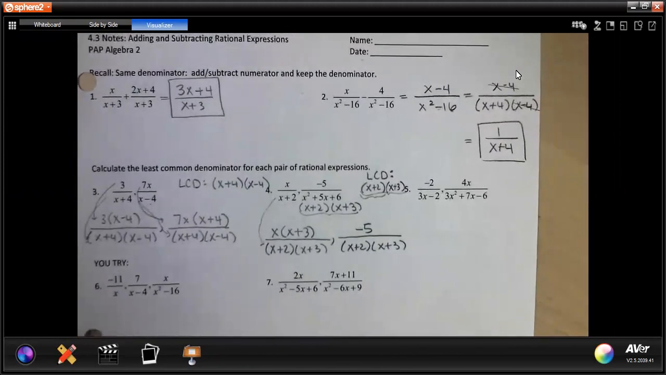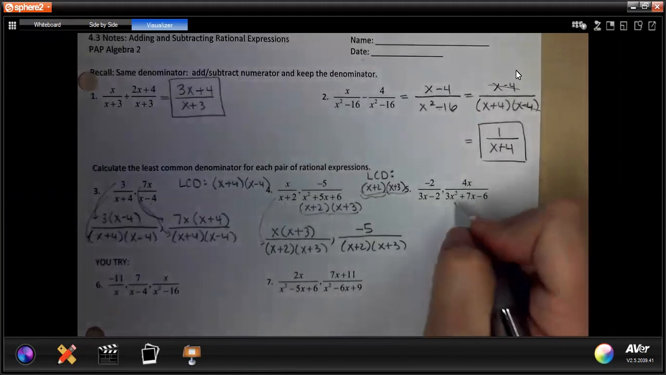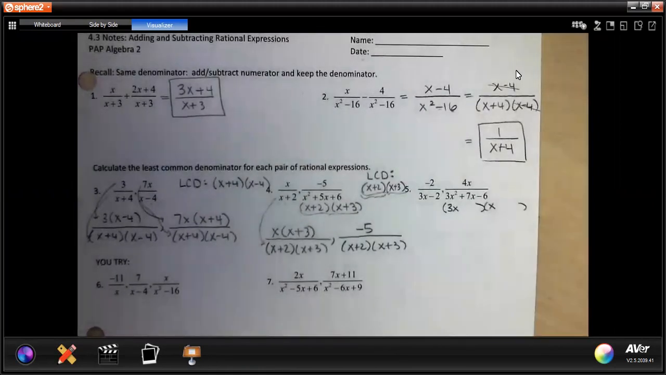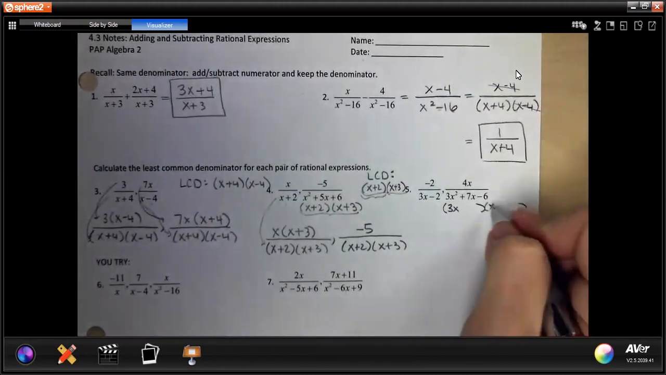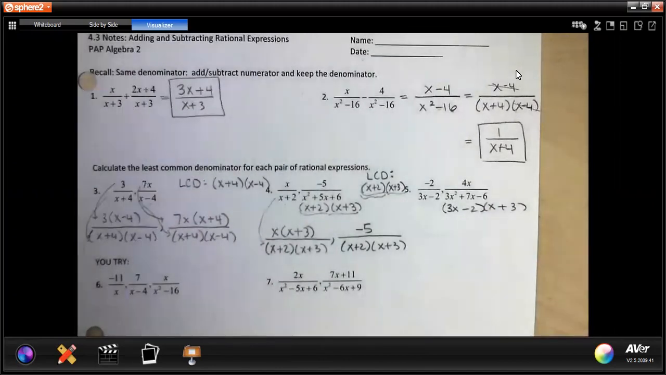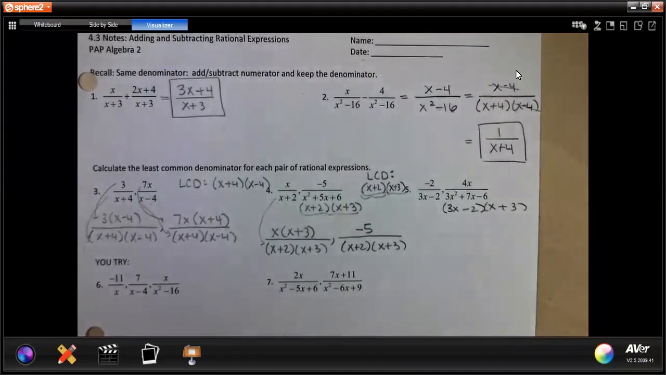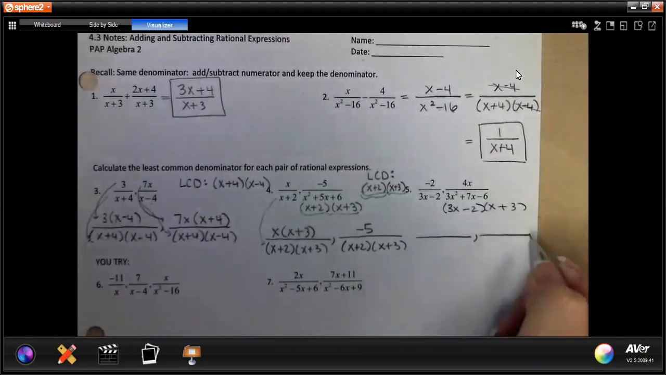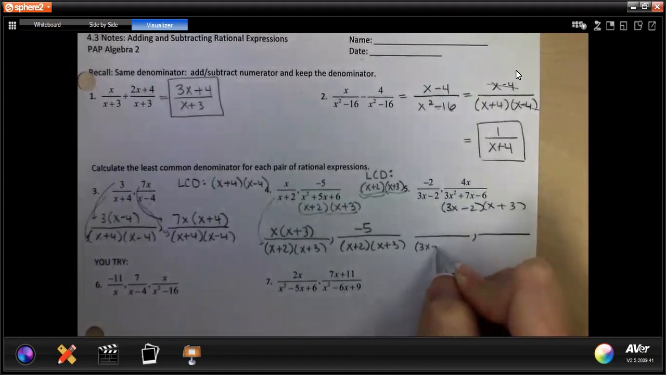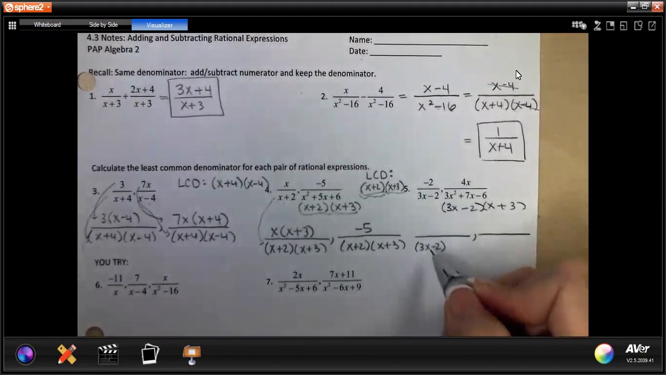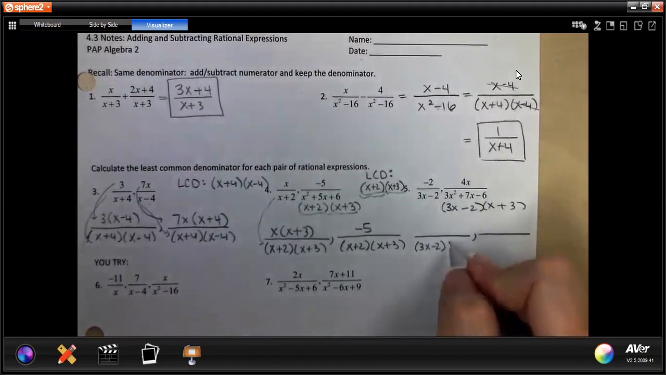All right, we'll do one more together. We'll go ahead and factor this. All right, once it's factored, we determine that least common denominator. And so I need a 3x minus 2 for the first one. I need a 3x minus 2 for the second one. I've already got it, so I don't have to repeat myself. And then an x plus 3.